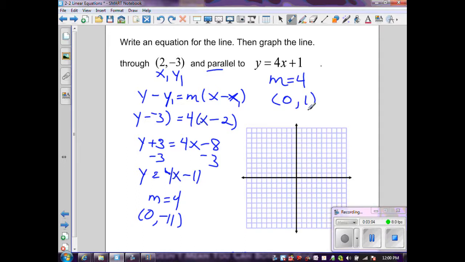I could graph both of these. 0, 1 is my y-intercept. Then up 4, 1, 2, 3, 4. It's positive, so I went up and over to the right 1. Up 1, 2, 3, 4, and over 1. And connecting the points.